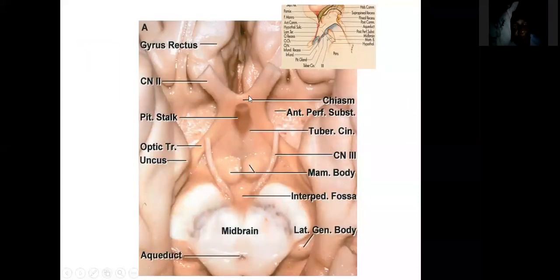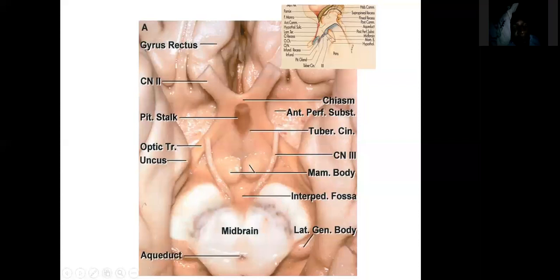As we can see, we have the optic chiasma, we have the infundibulum, the pituitary stalk. We have the tuber cinereum here. We have the mammillary bodies. We have the posterior perforated substance, and then we have a structure which we are not seeing very well. So this is a representation of the floor of the third ventricle.